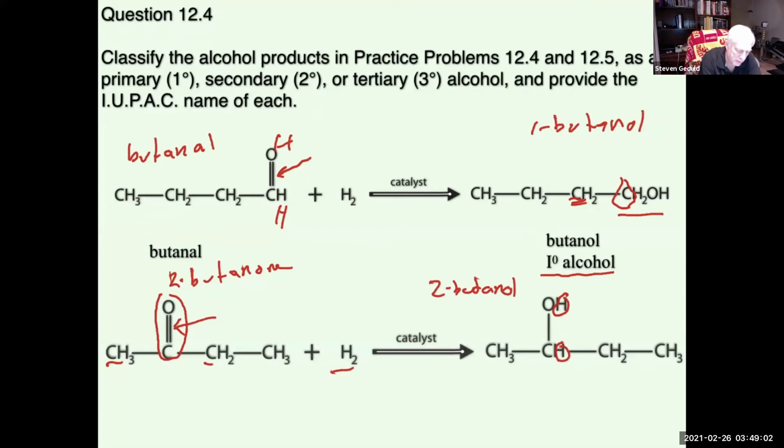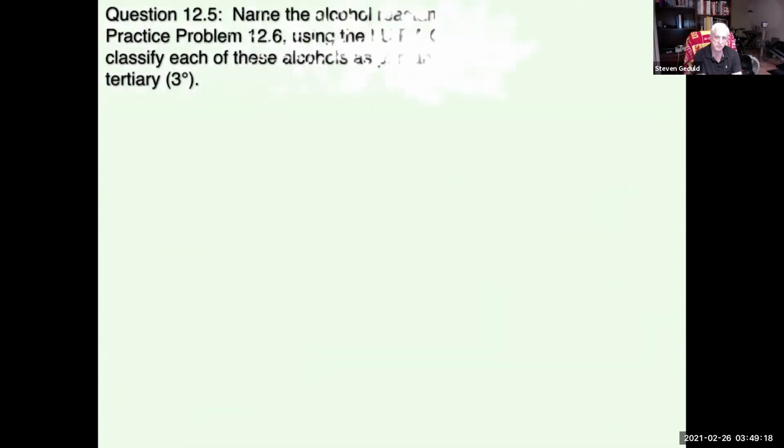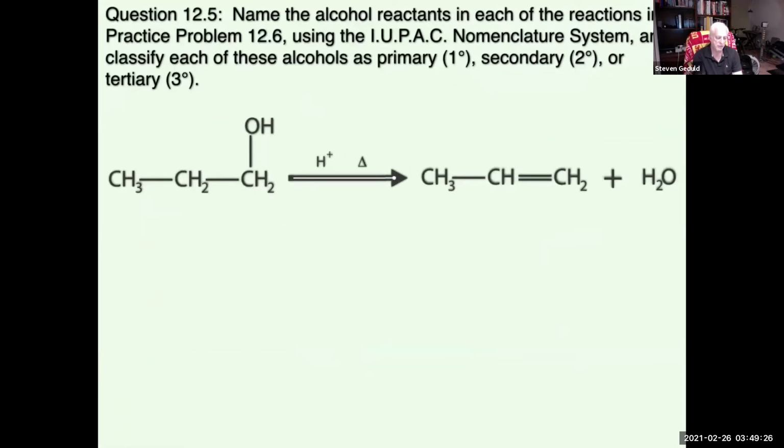It is a secondary alcohol. Perfect, because there's 2 carbons attached to the carbon with the OH group. So 2-butanone produces 2-butanol, which is a secondary alcohol. Okay, and name the alcohol reactions through the system, same principles here. And we are doing a reduction. Now we are doing a formation of an alkene. We're eliminating, this is a dehydration reaction. We're eliminating water from the compound.